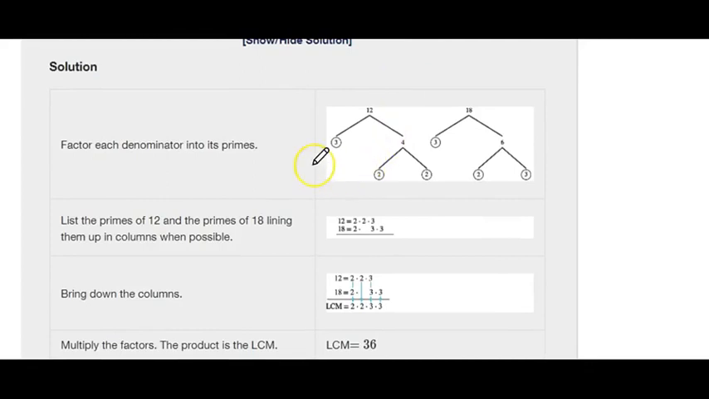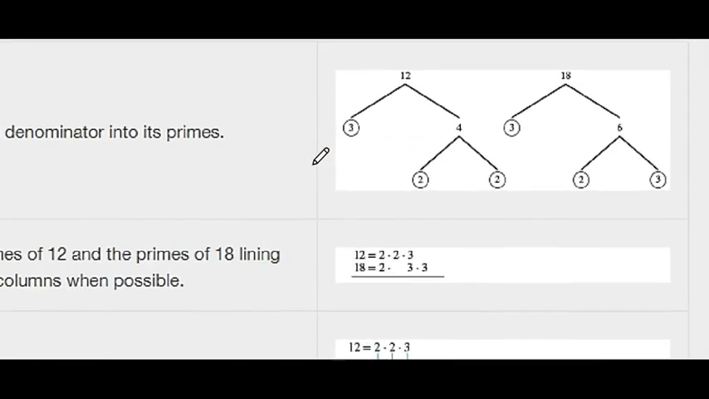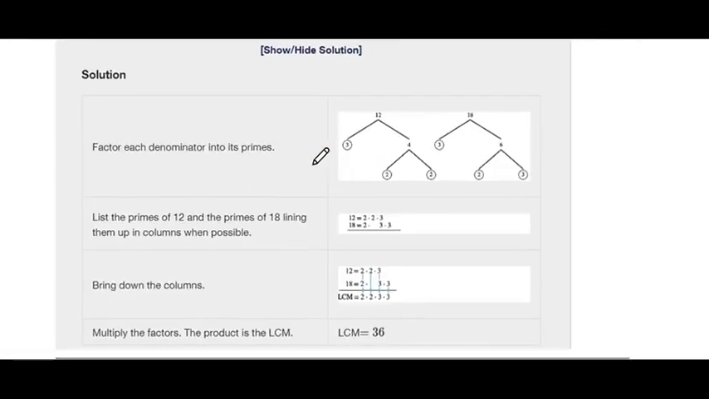So this is what they meant by saying matching in columns if possible. I know it's pretty fuzzy because I copied it out of the free textbook. All right, so you have the 12, 2 times 2 times 3, and the 18 is 2 times 3 times 3. Notice that I match the 2 and I match the 3. So now the next step is to bring down the columns. I'm bringing down the column with the 2, the next column with the 2, the column with a 3, and the last column with a 3.